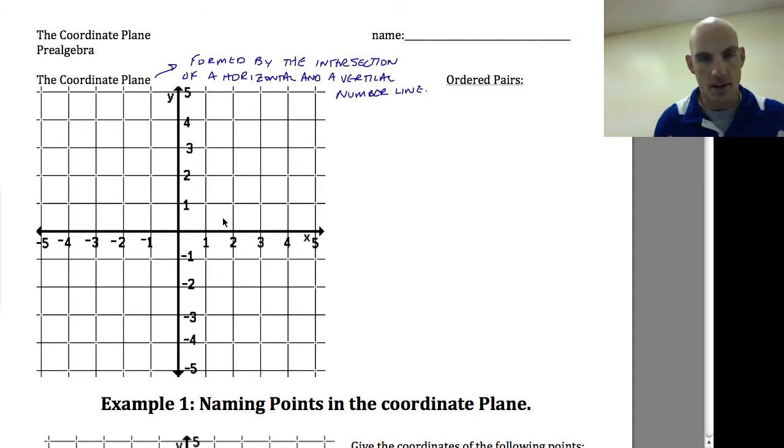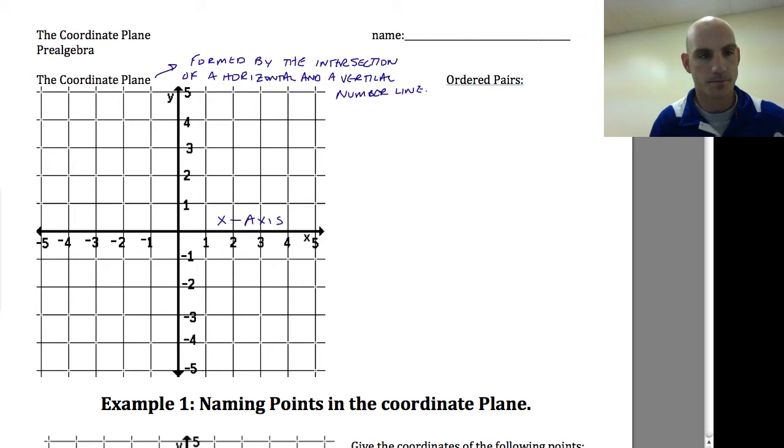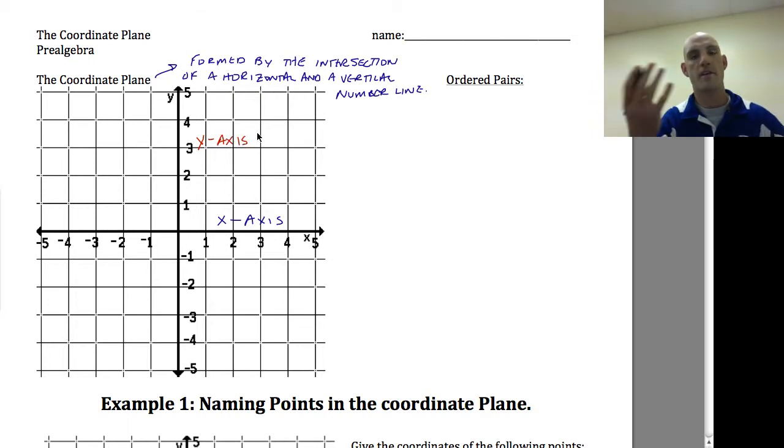Let's outline these right here. The x-axis is horizontal. It runs side to side like a normal number line. So the x-axis is the side to side one. The y-axis is going to be the vertical number line. And so we have the x-axis and the y-axis.